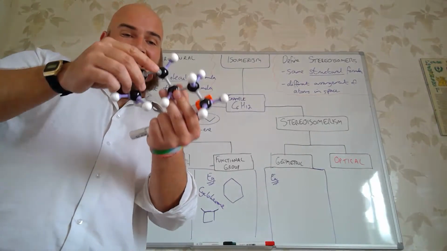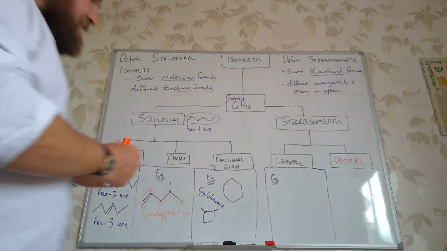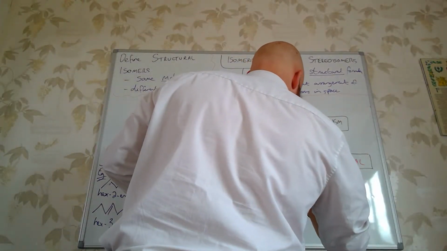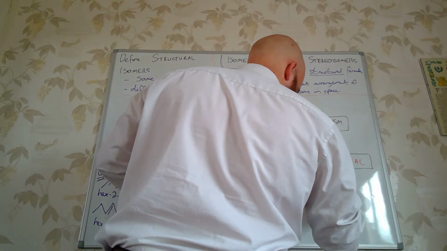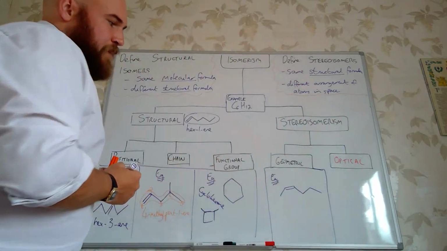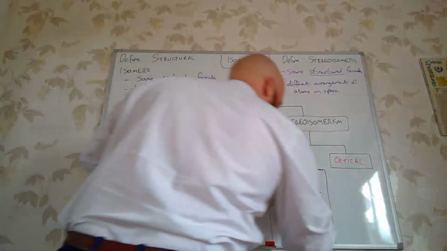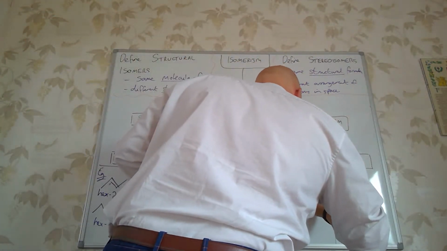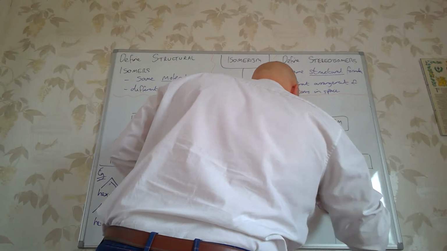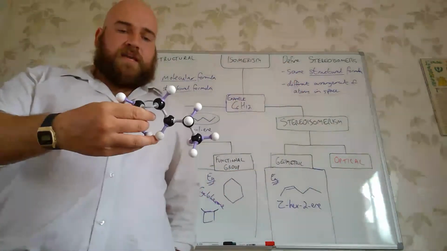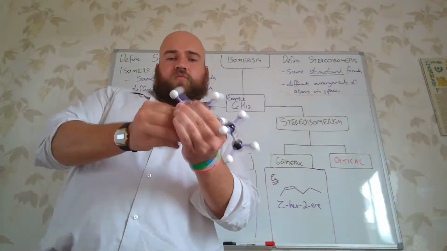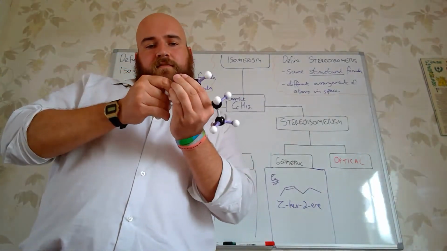So it is Z-hex-2-ene. So if I was drawing that out skeletally, 1, 2, 3, 4, 5, 6. Okay, I've bent it around slightly so you can clearly see it, but that would be Z-hex-2-ene. You can also have E-hex-2-ene, and E-hex-2-ene would be just swapping these over here.